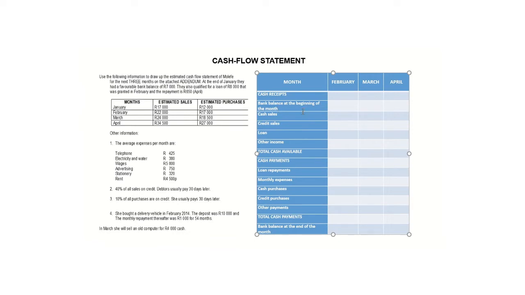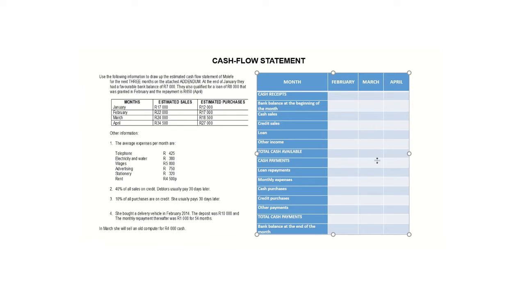The first transaction that must be captured in terms of money coming in will be your bank balance, because before we can talk about the monies coming in and out, we must firstly establish how much we already have, or currently have, in the bank. So we have to capture that amount so that we start from there. We've got the starting point in terms of the cash availability.